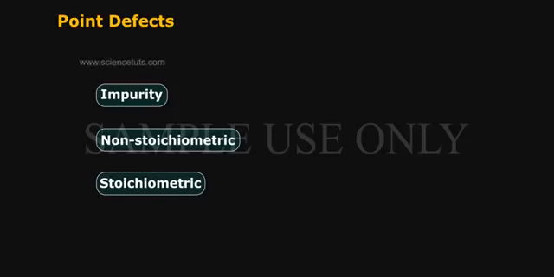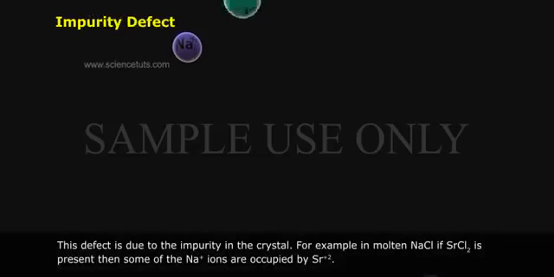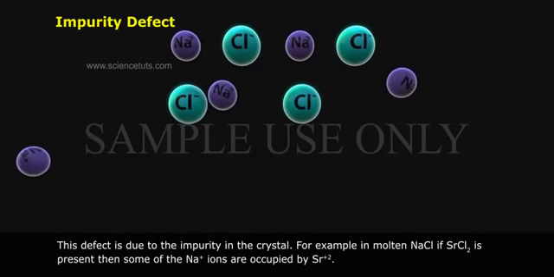1. Point defects. Point defects: impurity, non-stoichiometric, and stoichiometric defects. A. Impurity defect. This defect is due to the impurity in the crystal.